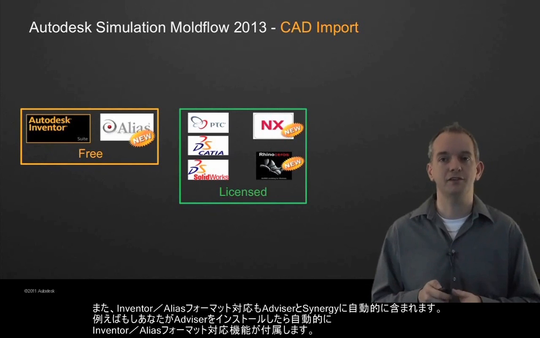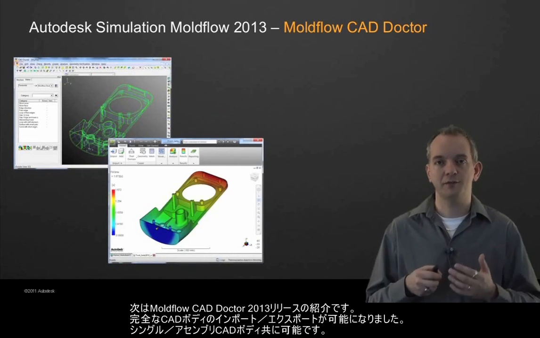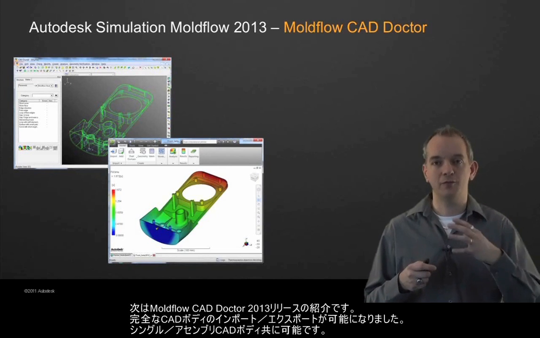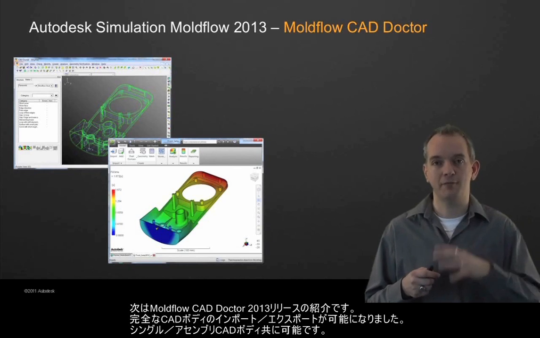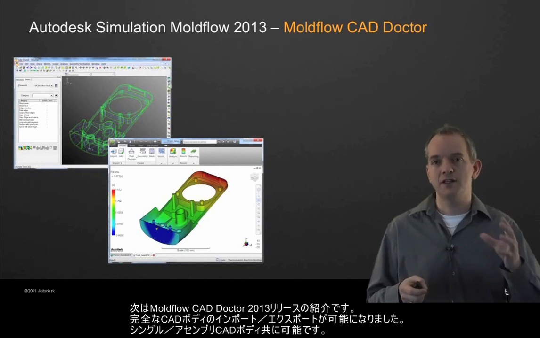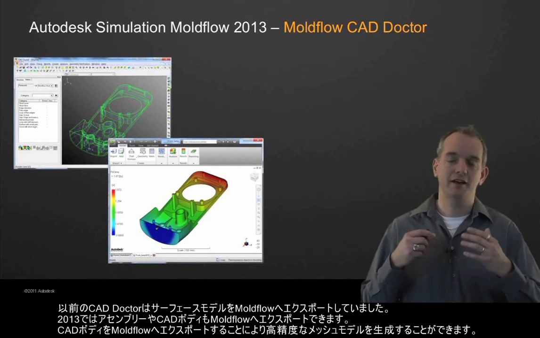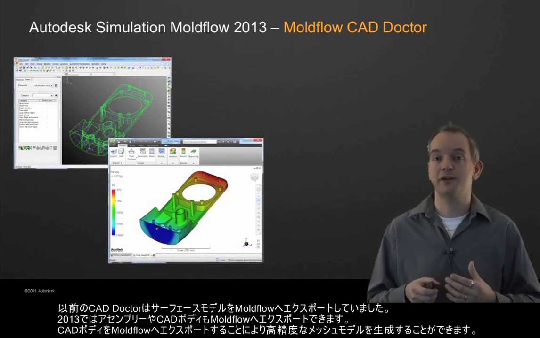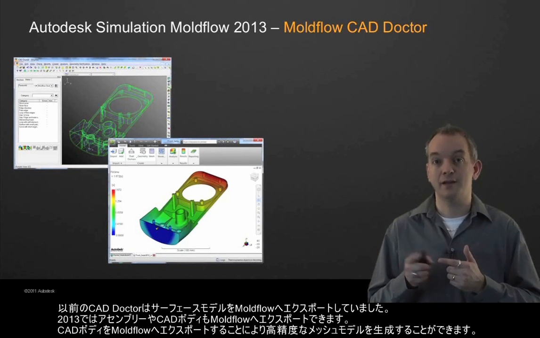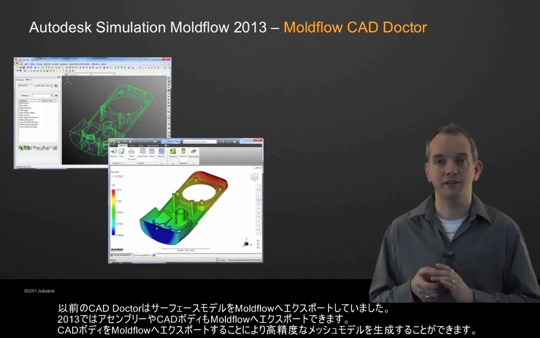This is completely transparent. For the 2013 release, we changed the Autodesk Simulation Moldflow CAD Doctor product to be able to import and export complete CAD bodies. So not only a single CAD body, but also assemblies. In the past, CAD Doctor would export a surface model to Moldflow, and now for the 2013 release, we export an assembly including CAD bodies. And CAD bodies can now be meshed much more successfully this way.